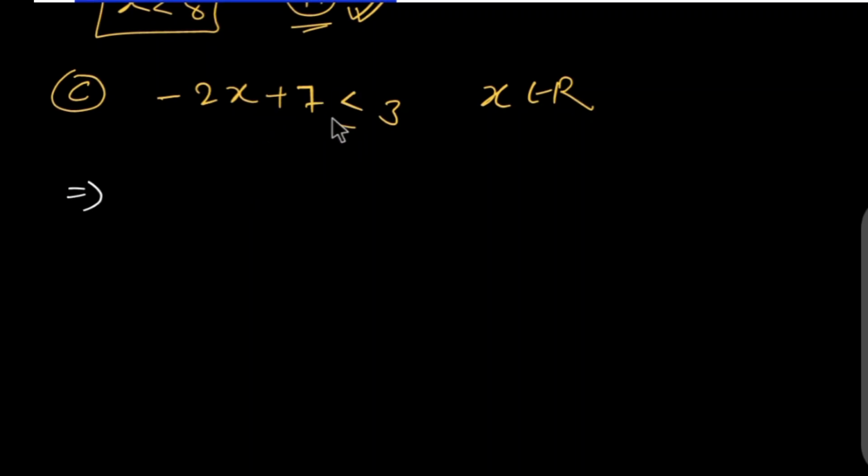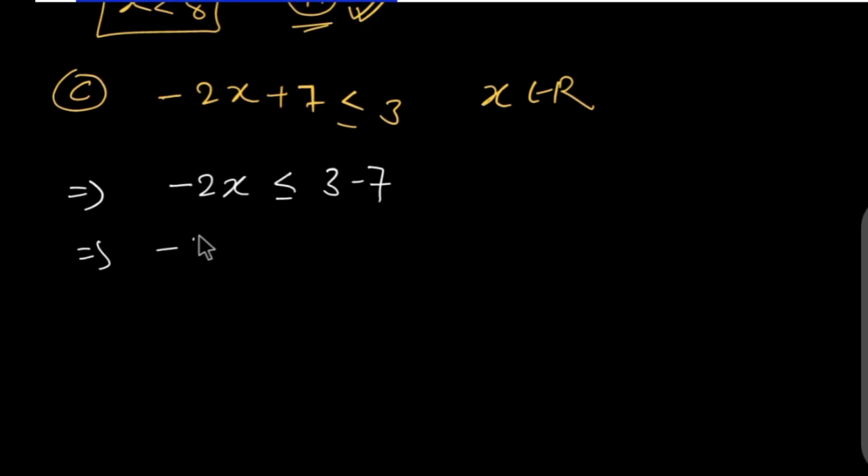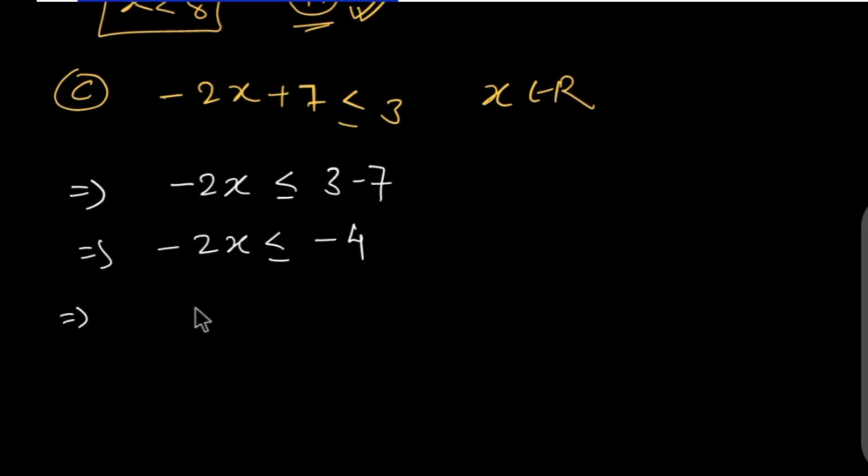So this is minus 2x, and I told you this 7 will go to that side, to become less than or equal to 3 minus 7. So minus 2x less than or equal to minus 4. Now you see both sides are negative, so we multiply by the negative number on both sides to make it positive. So 2x, we multiply by minus, and this is minus 4, we multiply by minus.